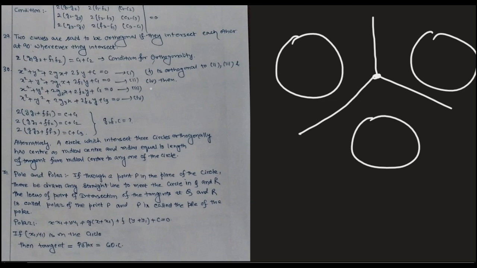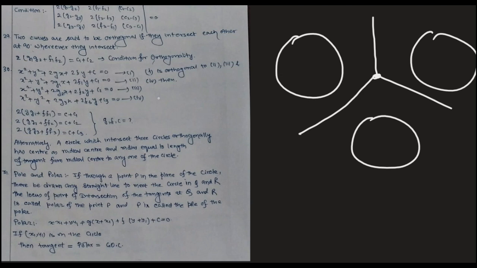So now if a circle is orthogonal to the remaining three circles, then what will be the conditions? How can we find the equation of that circle which is perpendicular to the others, so that when they intersect each other, they are perpendicular to each other? Again using the condition of orthogonality 3 times you can find out.